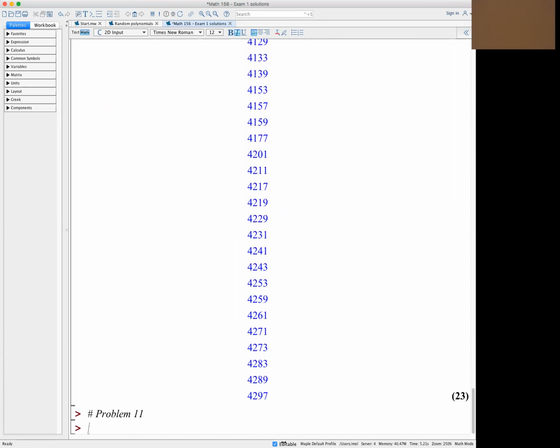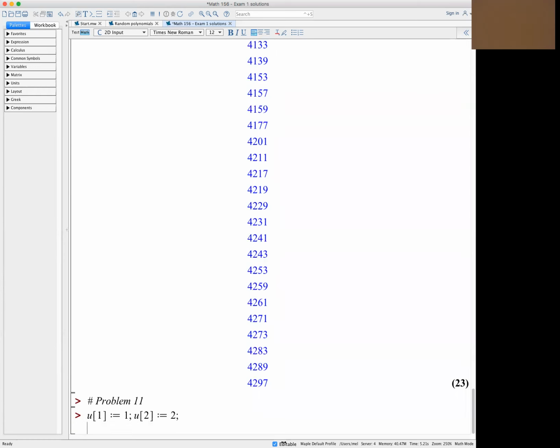Problem 11 is a recursion. We have a sequence where we're given U1 and U2, and if we know two numbers in the sequence, we can find the next by a certain formula. So we have U1, use square brackets instead of a subscript. U1 is equal to 1, and U2 is equal to 2. And then I have to use the loop to compute the rest.